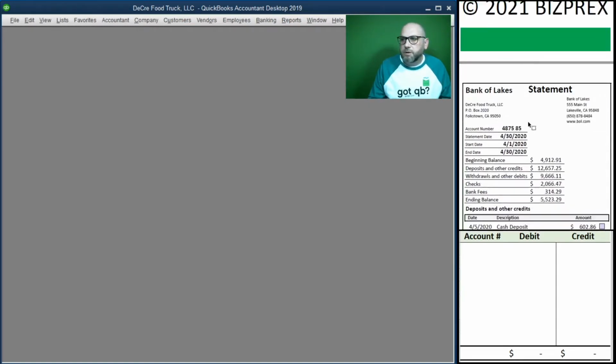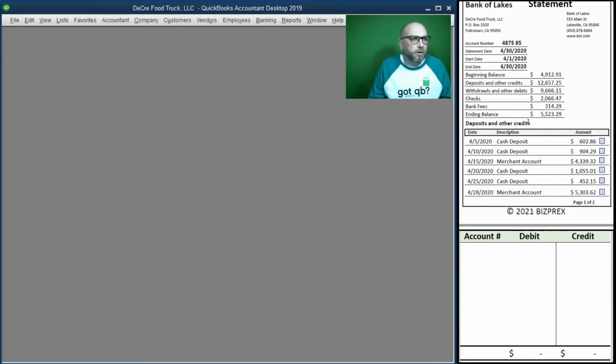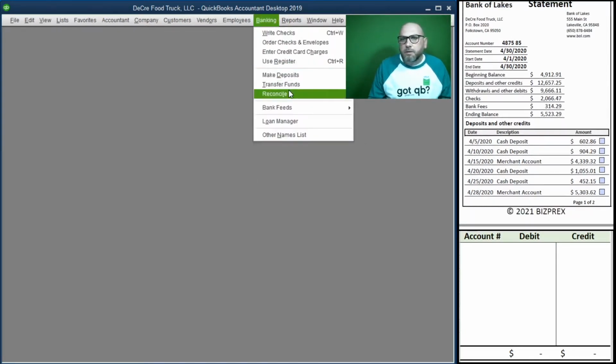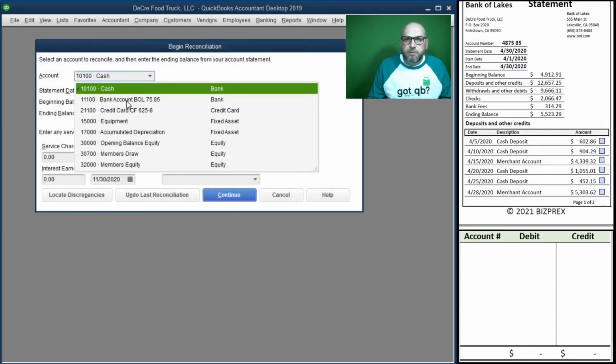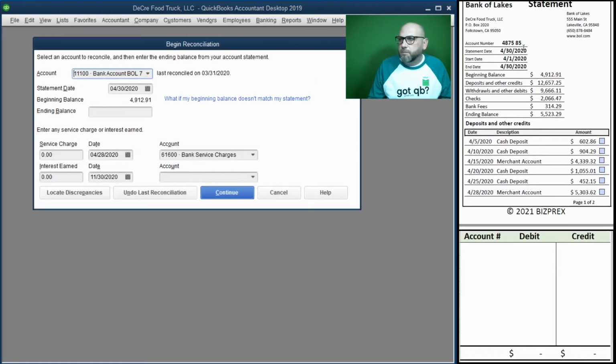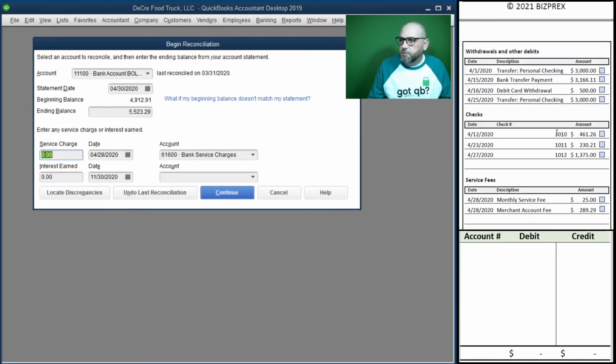Let's go ahead and reconcile our bank account. Okay, our bank account reconciliation. Same procedure. All right, we're going to reconcile our bank account right here. Date. All right, make sure everything is correct. All right, do we have service charge? We do, $25. 428 being service charges. Let's see. Yes. Okay, we don't have any interest earned, so we're just going to keep it blank.